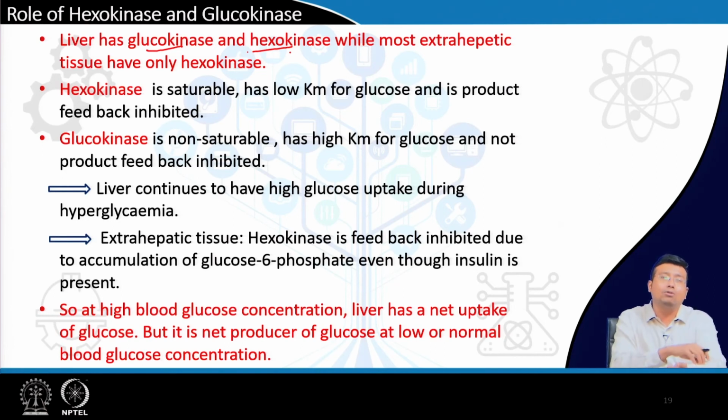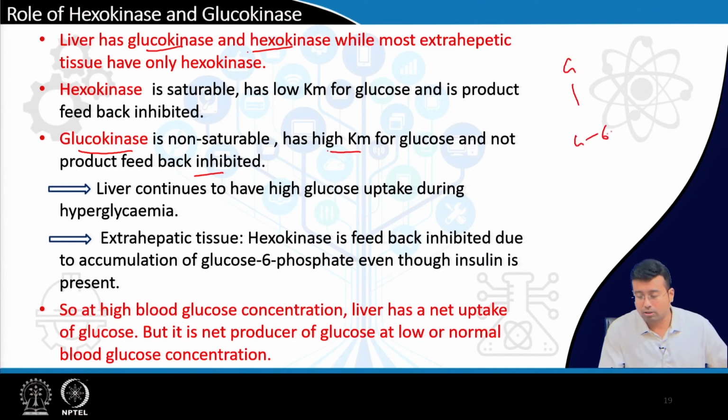Uptake at the cellular level is not possible. So if glucose level is very high, excess glucose cannot be taken up by the cells and stored, but the liver can do that. How? It's because glucokinase is non-saturable, it has a high Km for glucose and it is not product inhibited. Very important, glucose is getting converted to glucose 6 phosphate.